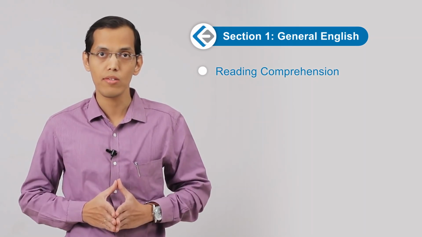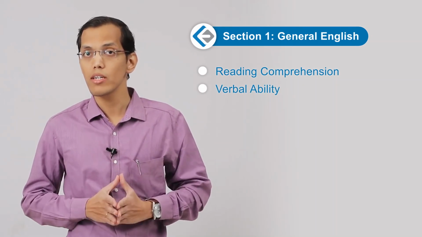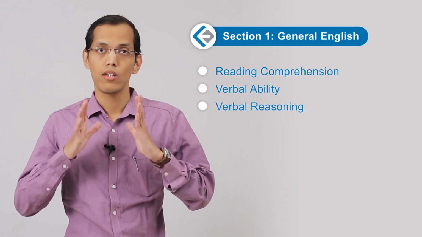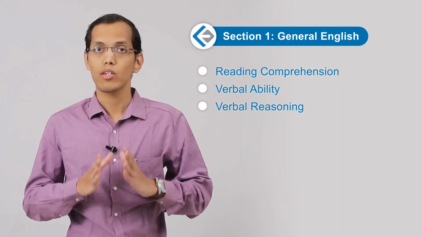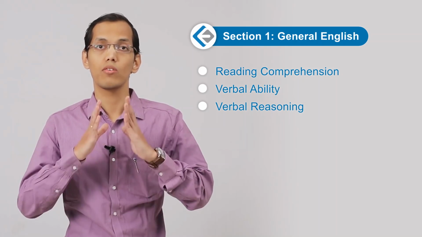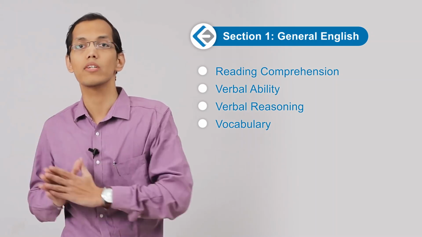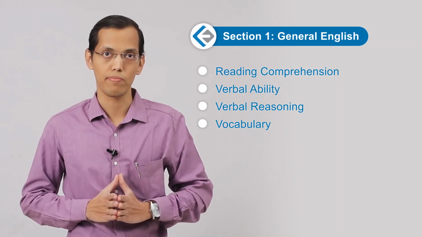The first section is the section of General English. The formal communication of SNAP says that this will include reading comprehension, various questions on verbal ability, and various questions based on verbal reasoning. So, we can expect questions based on vocabulary, grammar, reading comprehension, and verbal reasoning in this entire section.